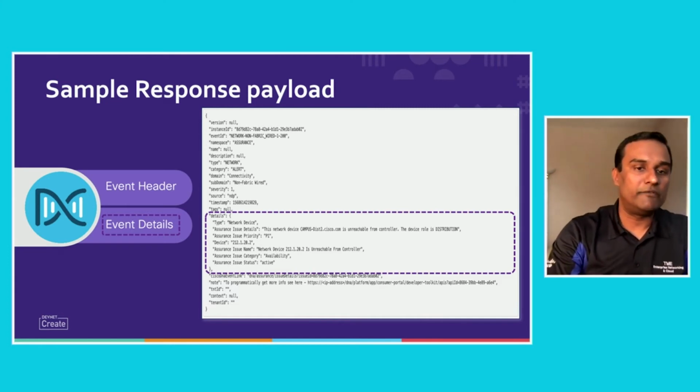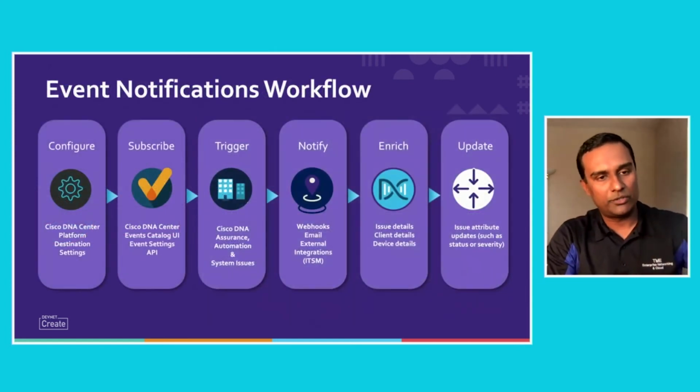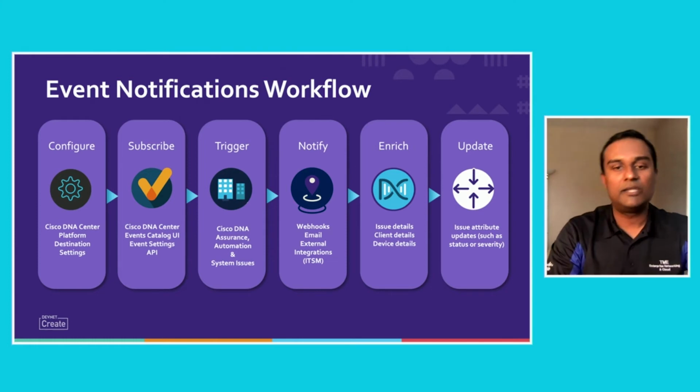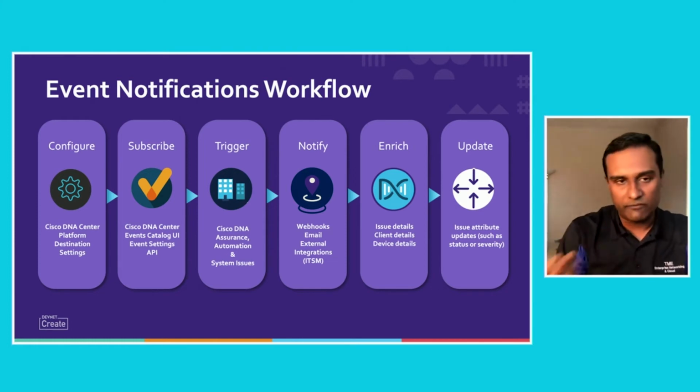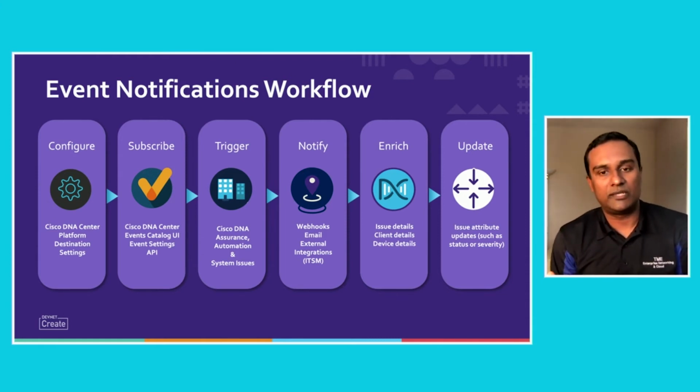Here is the event notifications workflow. We have talked about most of this already, but you will need to configure, subscribe, and when the event happens, you will be notified. You can enrich that event, get more data using the enrichment APIs, and then you are able to update that issue or event as well. So at a high level, this is the workflow that we have for event notifications on the Cisco DNA Center platform.